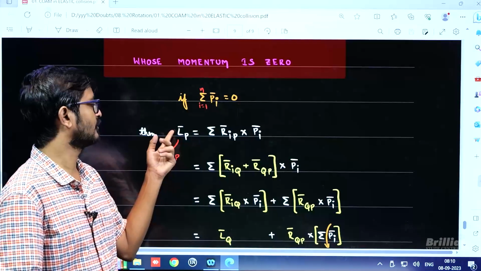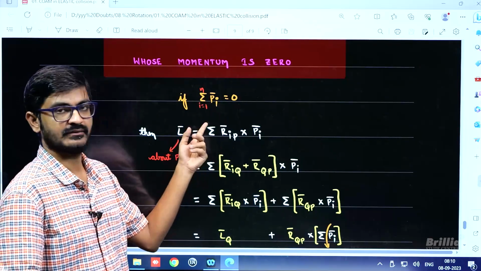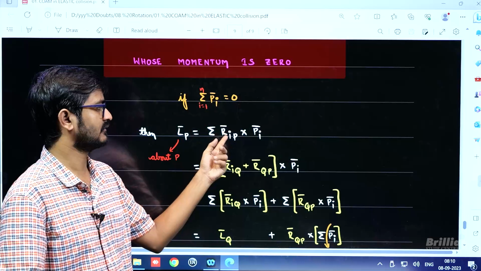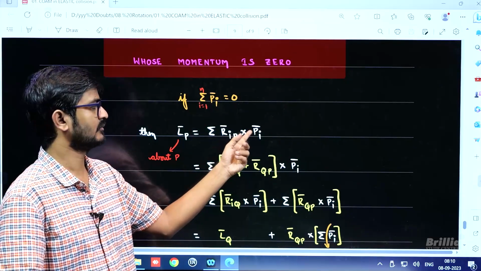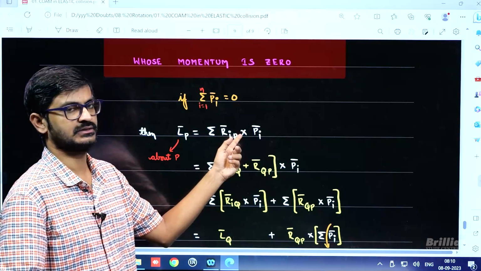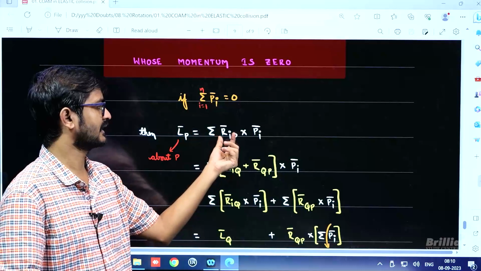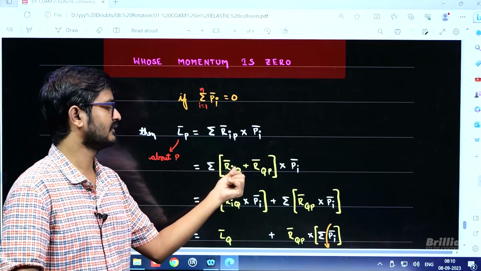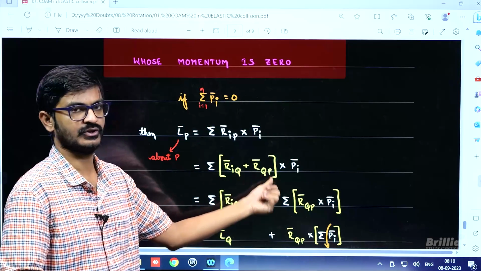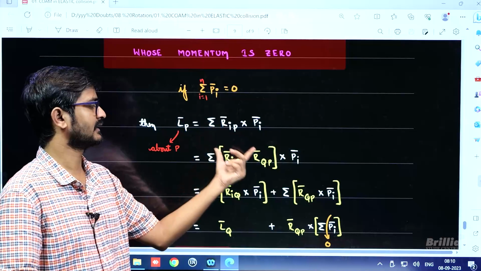So angular momentum about point P will be given by position vector of first particle cross momentum of first particle. Position vector of first particle about point P cross momentum of first particle, plus position vector of second particle about point P cross momentum of the second particle. So that's the summation. Now this position vector I can write as position vector of first particle with respect to point Q plus position vector of point Q with respect to point P. That's vector summation, right? I can write this vector like this.